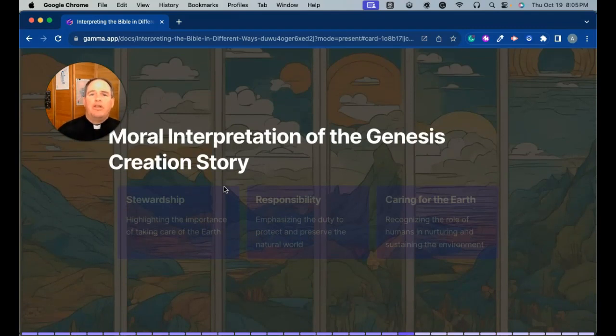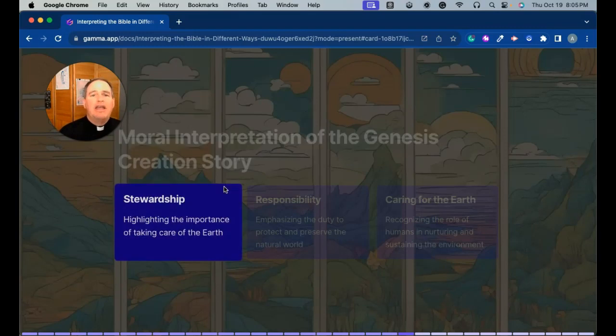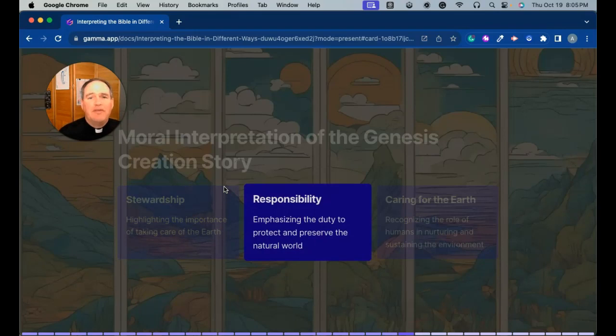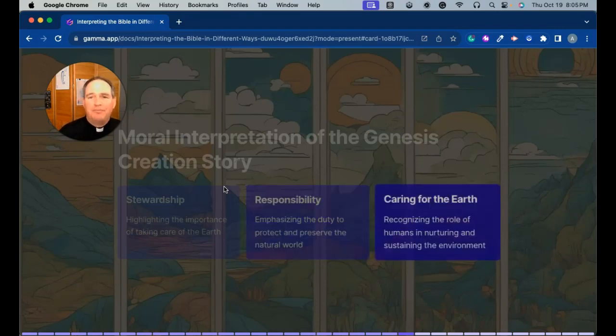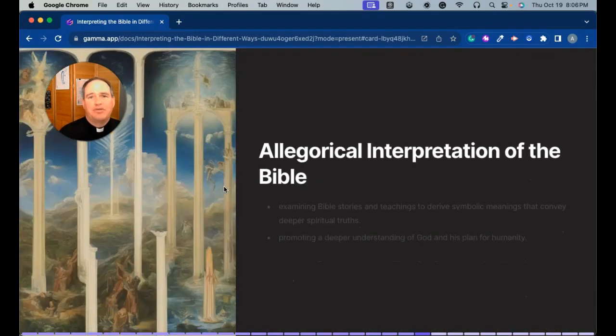Let's look at an example of a moral interpretation of the Genesis creation story. Number one is stewardship. The second part of the story talks about taking care of the earth and subduing it. It also talks about responsibility. We have a responsibility to protect and preserve the natural world, because human beings got to name all the animals and were put above them. And finally, we should be caring for the earth, nurturing and sustaining the environment, which was created for us by God out of love. Those are all moral interpretations of the Genesis creation stories.